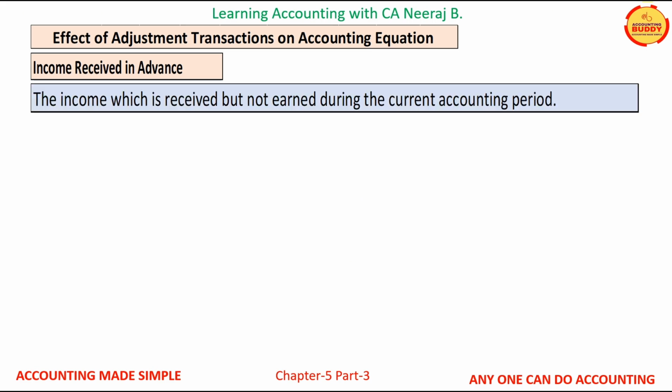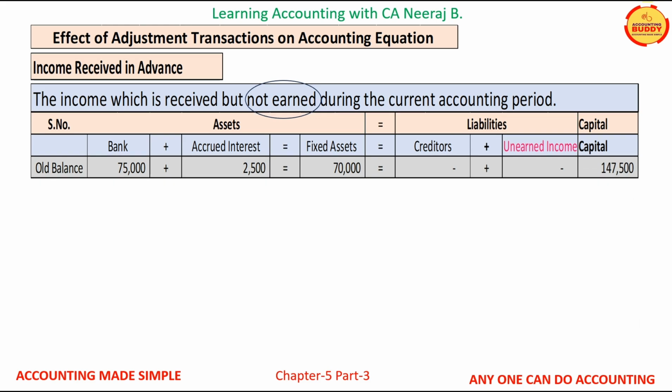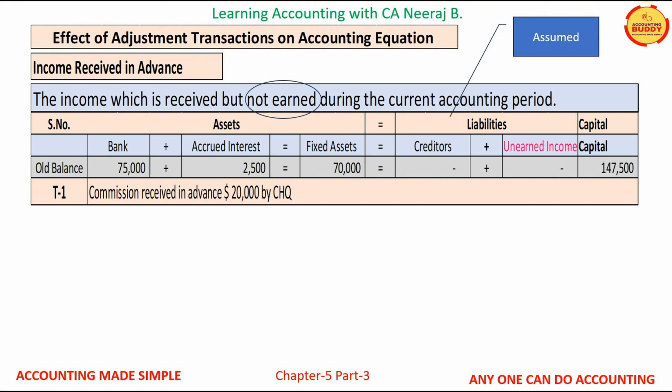Quick recap. The income which is received but not earned during the accounting period is called the income received in advance. Say the old accounting equation balance assumed is displayed on your screens. T1 transaction of commission received in advance is $20,000 by check. Let us understand the accounting treatment of this transaction.